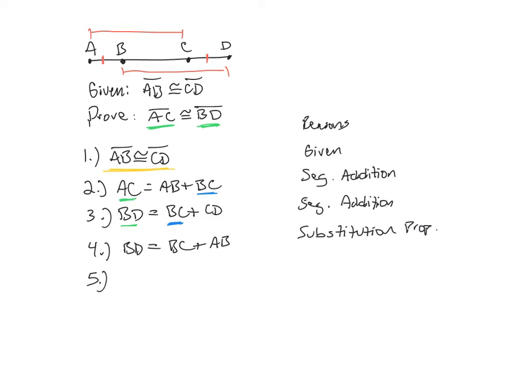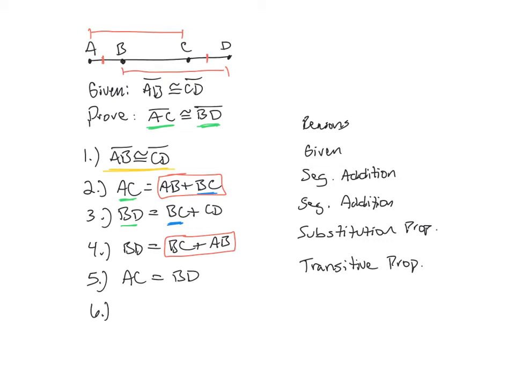Okay, and so now if I look at BC plus AB, AB plus BC, that's the same thing, just the order's different. Well, if those are the same thing, then I can say that AC equals BD, and that is the transitive property. I would accept substitution on that one also. Both of those I think are correct.